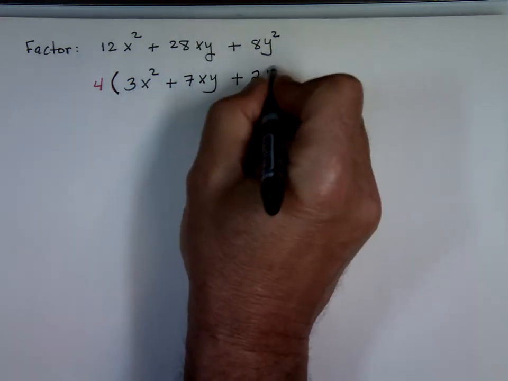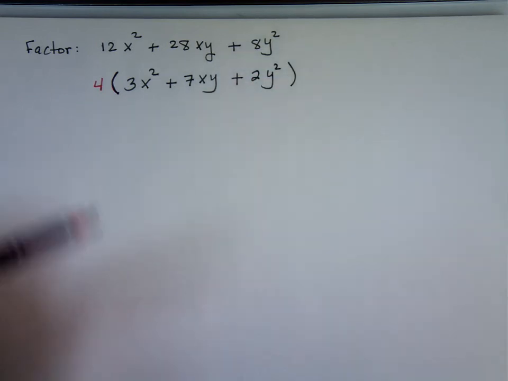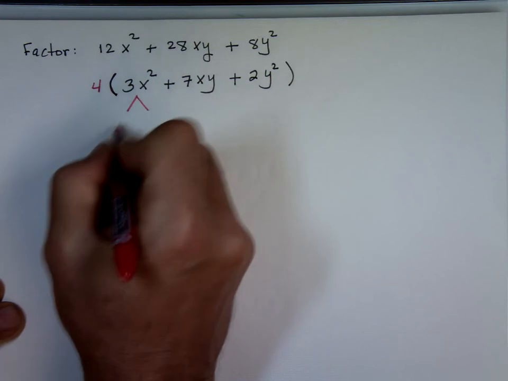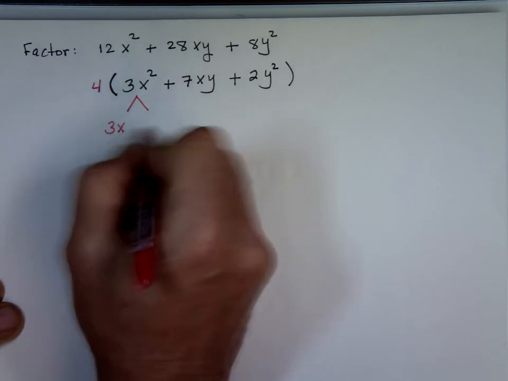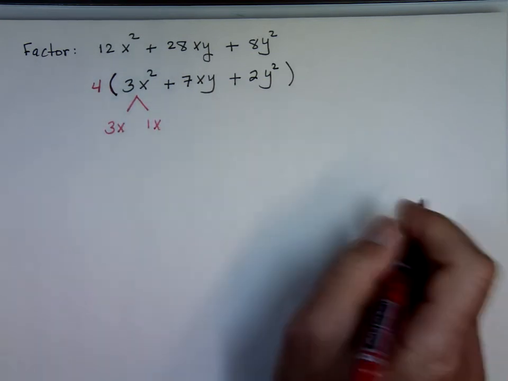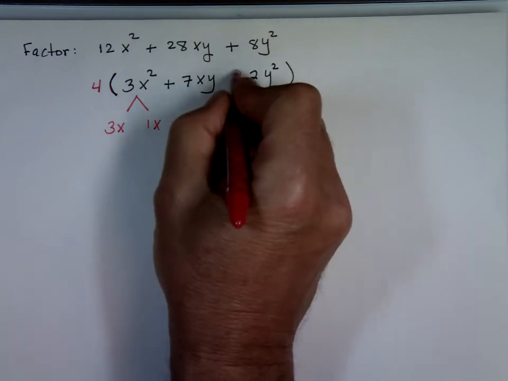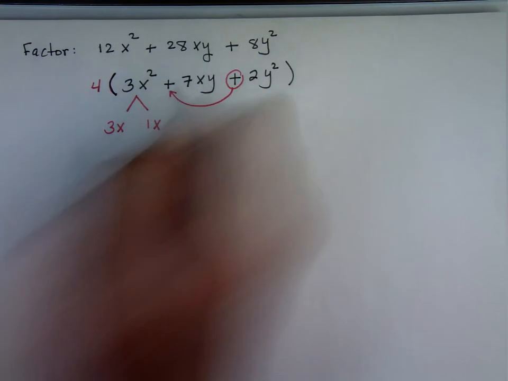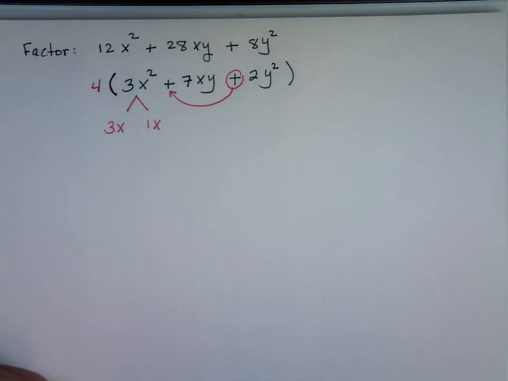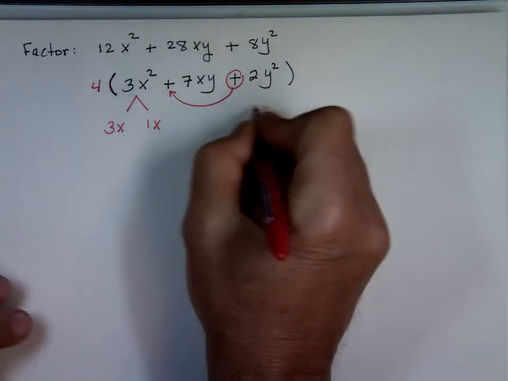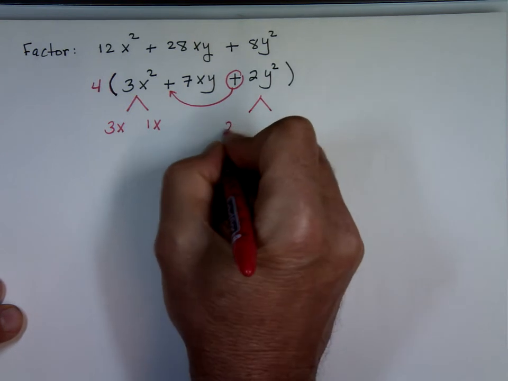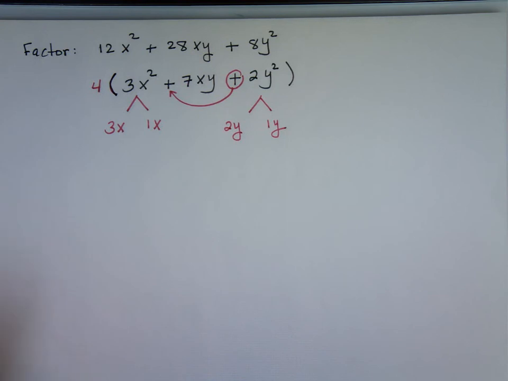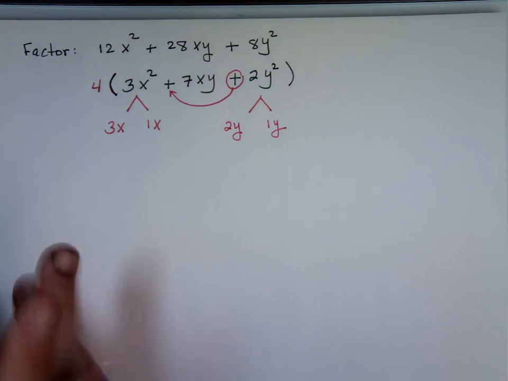This is actually not bad because there are only a few choices. For 3x squared, it's only 3x times 1x. This sign is positive. That tells me both numbers have the same sign as this one. They're both going to be positive. So 2y squared is only 2y times 1y. So that gives me a few options to try.